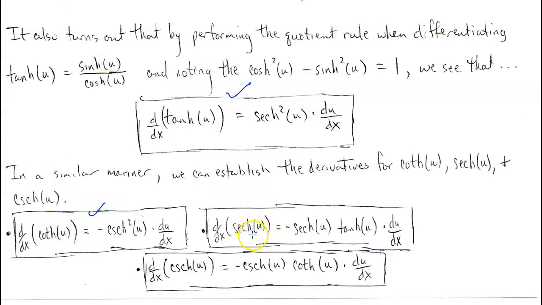Here we see that with secant hyperbolic, this is a little different because in regular trig, the derivative of secant of some angle is going to be secant times tangent. Whereas here, secant hyperbolic's derivative is negative secant hyperbolic times tangent hyperbolic. And then, of course, cosecant hyperbolic's derivative is going to be negative cosecant hyperbolic times cotangent hyperbolic. And that's pretty much the same as it is for the derivative of cosecant with regular trig functions.